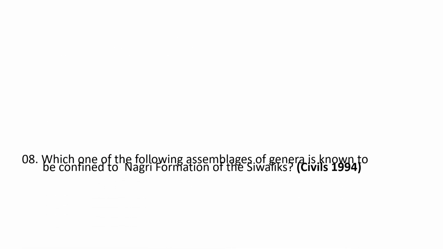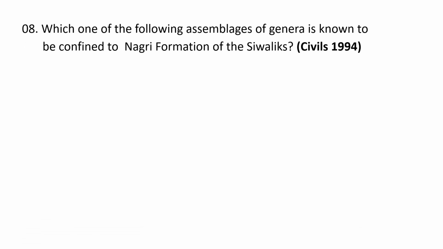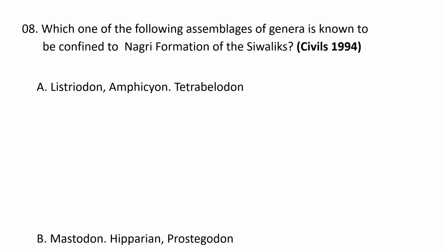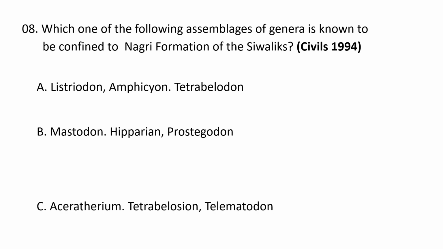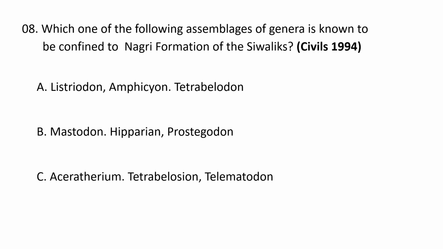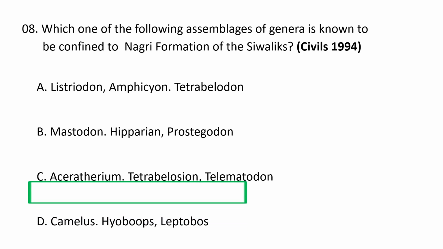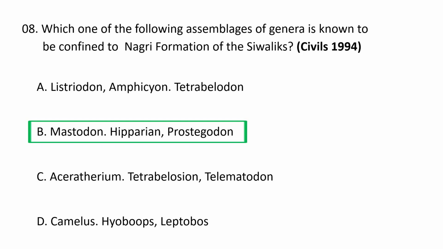Next question. Which one of the following assemblages of genera is known to be confined to Nagri formation of the Sivaliks? A. Listriodon, Amphicyon, Tetrabelodon. B. Mastodon, Hipparion, Prostegodon. C. Aceratherium, Tetrabelodon, Telmatodon. D. Camelus, Hyobubalus, Leptobos. The correct option goes as B.